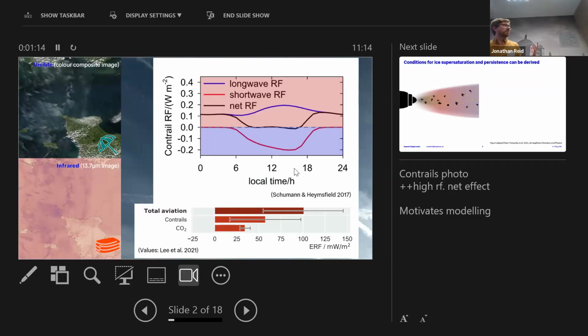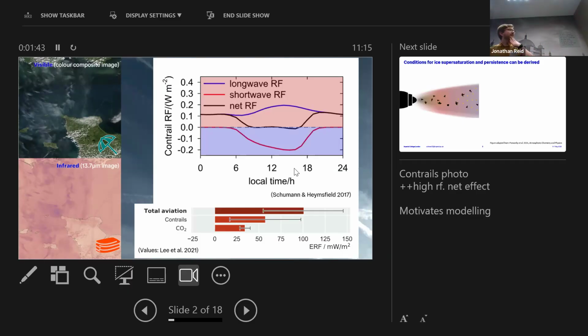And in the context of aviation, this net warming is pretty big. It's actually more, although also more uncertain, than the effect of CO2. So just to underline that, that's all the CO2 from aviation and just the contrails that exist at this moment. So it's a pretty big effect. So that inspires some amount of interest in it. And we want to be able to model these contrails so that we're able to, for example, do an impact assessment of an individual flight.